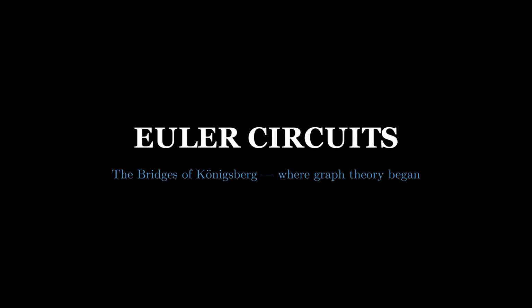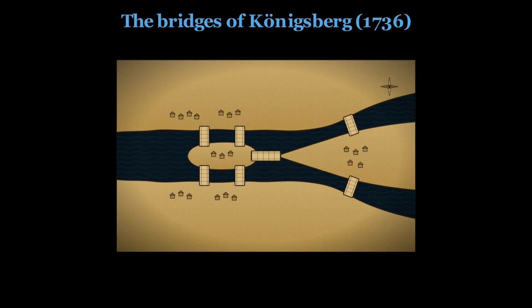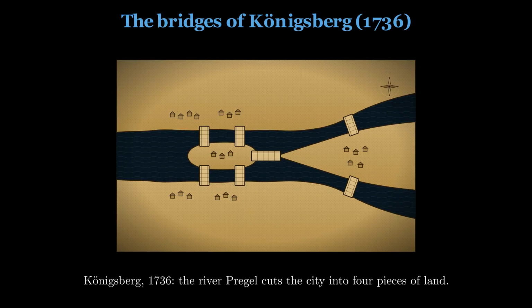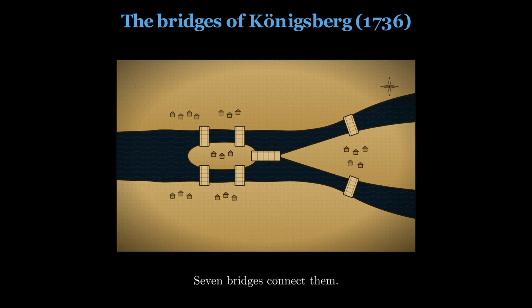In this video, we meet Euler circuits, walks that use every edge of a graph exactly once. The story starts with the 7 bridges of Königsberg, the puzzle where graph theory itself began. This is Königsberg. In the year 1736, the river Pregel cuts the city into 4 pieces of land. 7 bridges connect them. Watch them light up.